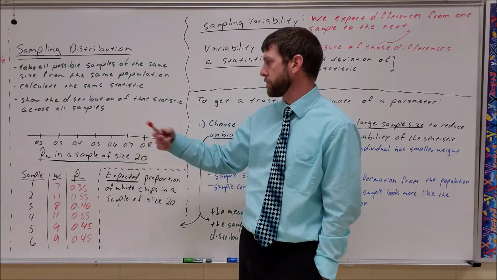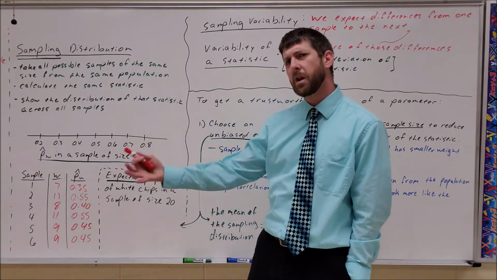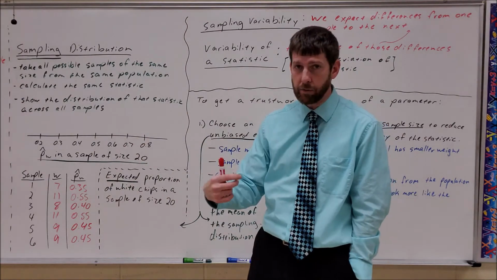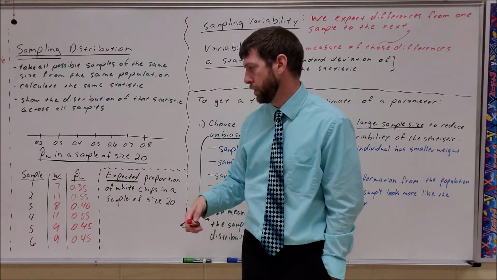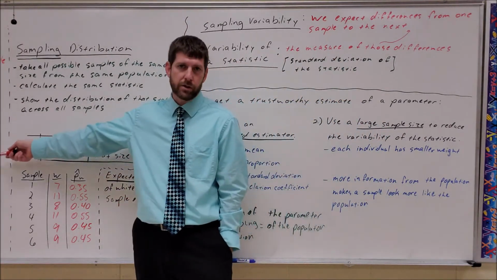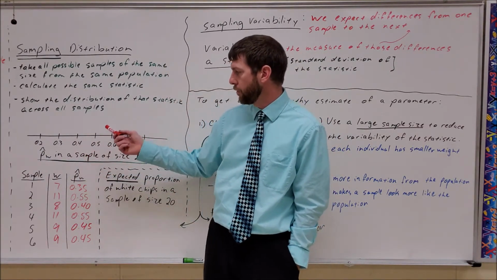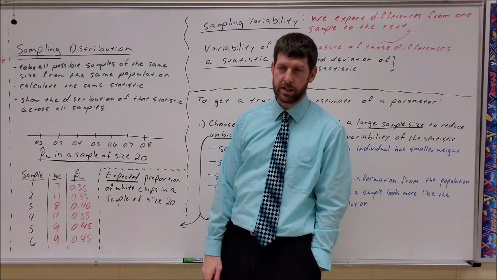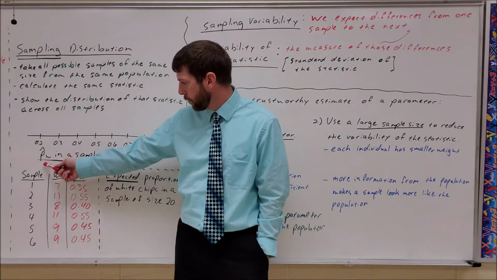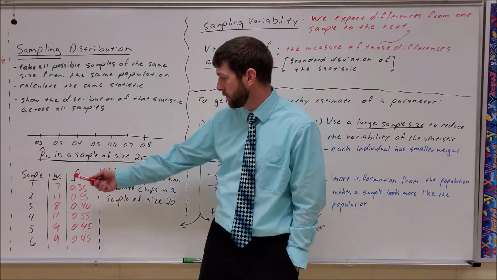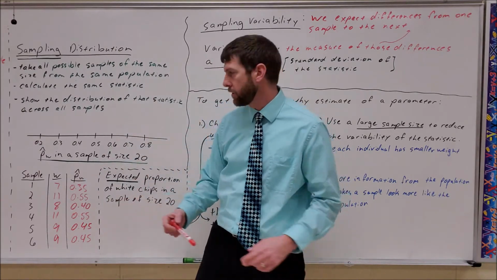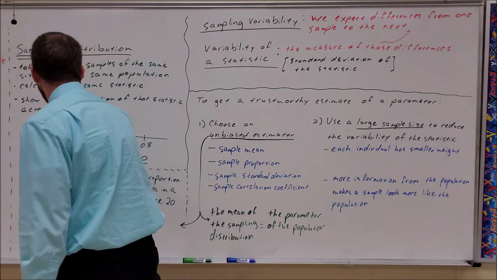And then we're going to show the distribution of that statistic. So I've gone through and I've done a few samples of size 20. The first one was that sample that we just looked at a second ago. And if we want to look at the proportion of white chips in a sample of size 20, the first sample we had 7. So 35% of them were white chips.